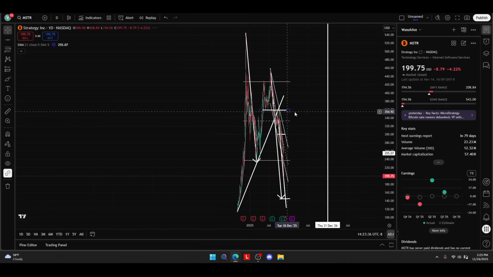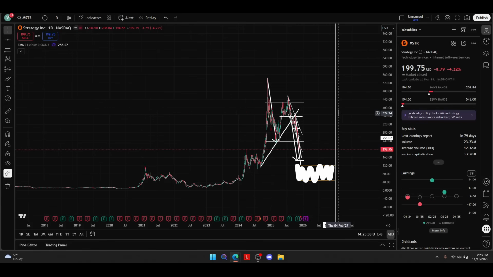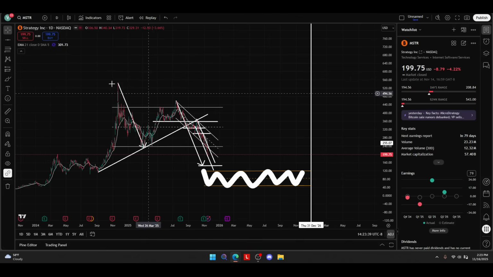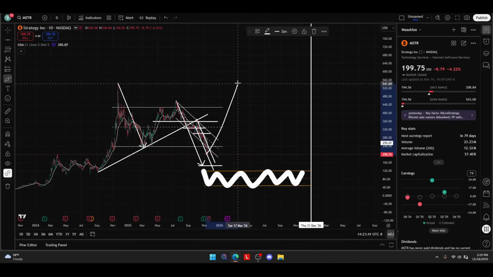So let's go back to MSTR. So even if MSTR were to do almost the impossible, which is rally back up to the highs from here, what makes you think it's not ever going to see a decline, a large decline, right?